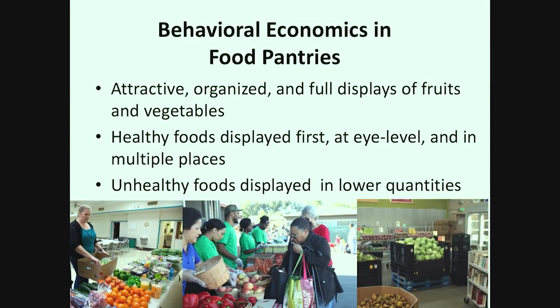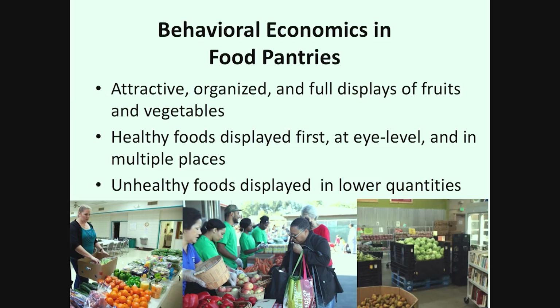But essentially, these are small hints within your food environment that encourage people to take healthier rather than less healthy foods. And the way we do this within the food pantry is by having attractive, organized, and full displays of fruits and vegetables, having healthy foods displayed first and at eye level and in multiple places, and displaying unhealthy foods in lower quantities. They're still there, they're just in lower quantities. People tend to take less of the unhealthy food and more of the healthy food.